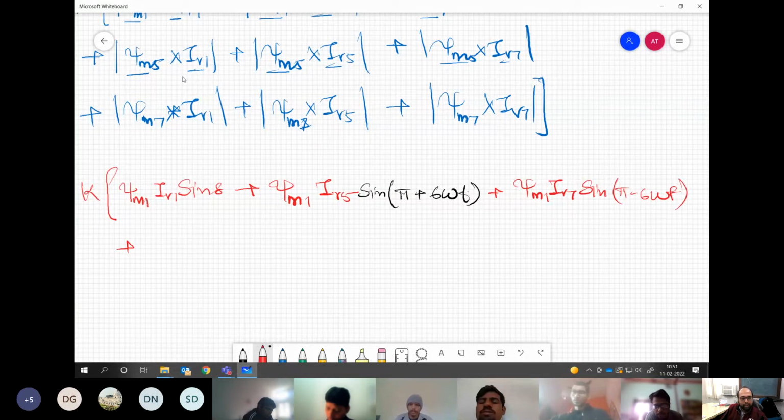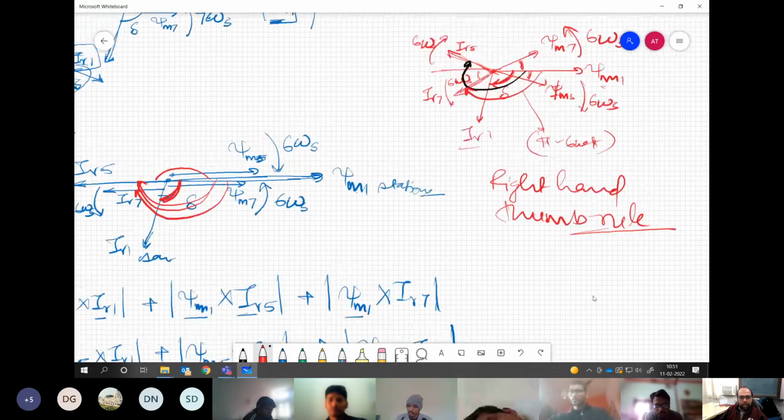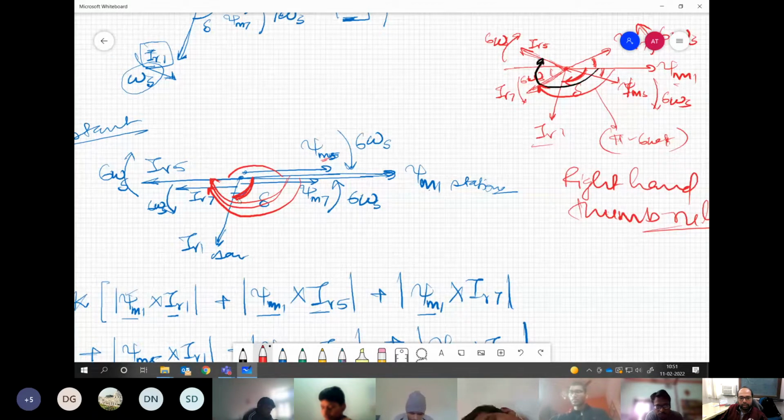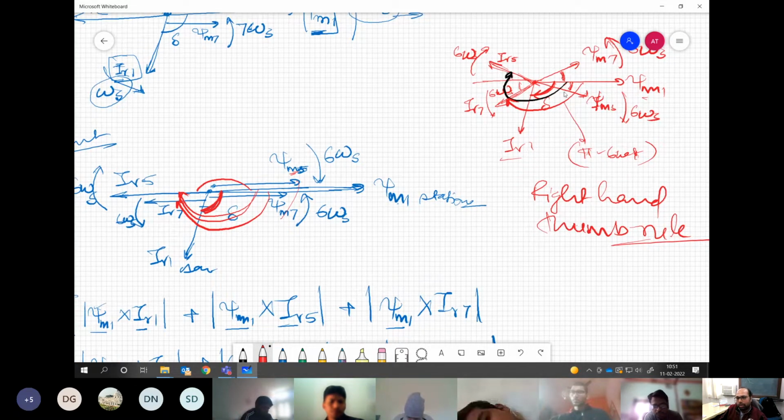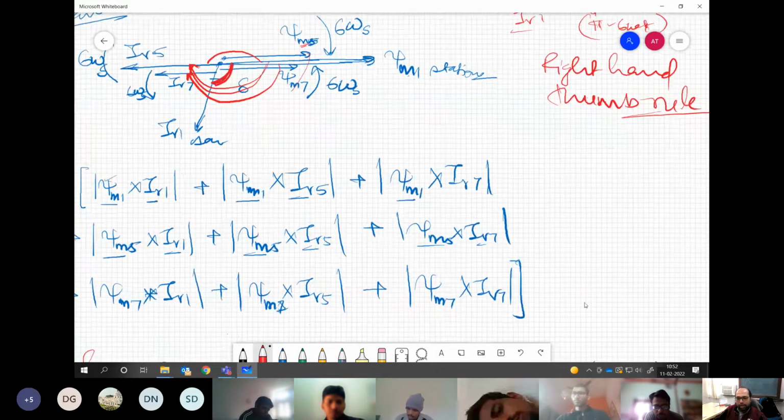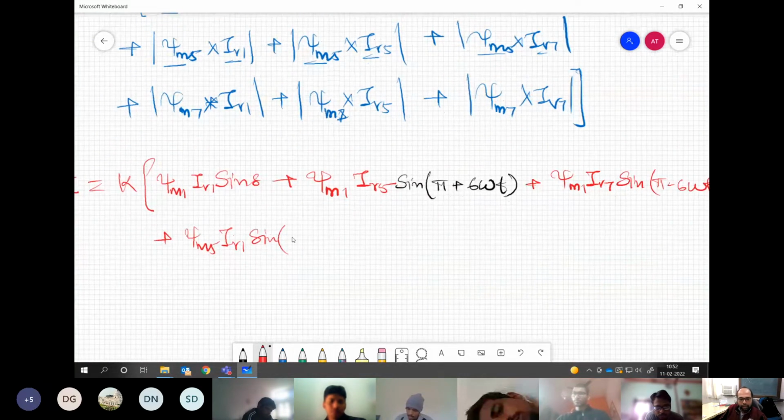Then psi m5 and IR1. What is the angle? See here psi m5 is here. The angle was delta. Now psi m5 has moved inside. It has now moved here to this position by 6 omega t. So angle remains delta minus 6 omega t. Correct? It is going towards the current, right? Yes. So the angle has reduced by amount 6 omega t from delta.